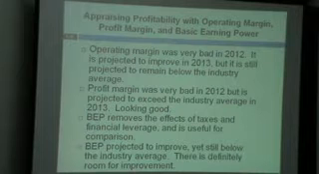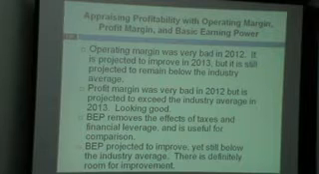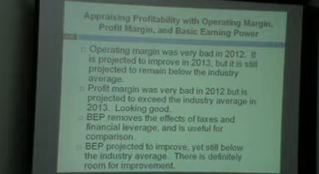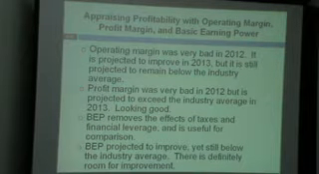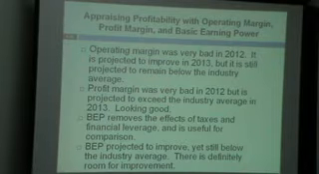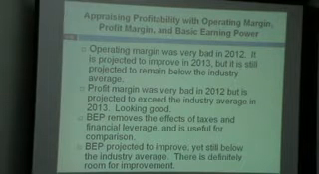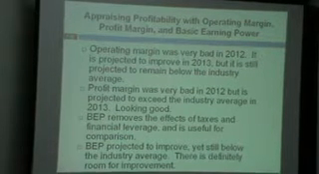Okay, now appraising profitability, operating margin, profit margin and basic earning power. Operating margin was very bad in 2012. It is projected to improve in 2013, but it is still projected to remain below the industry average. Profit margin was very bad in 2012, but is expected to exceed the industry average in 2013, looking good. Basic earning power removes the effects of taxes and financial leverage and is useful for comparison. So basic earning power is projected to improve, yet still below the industry average. There is definitely room for improvement. That's what we already saw on the previous slide.